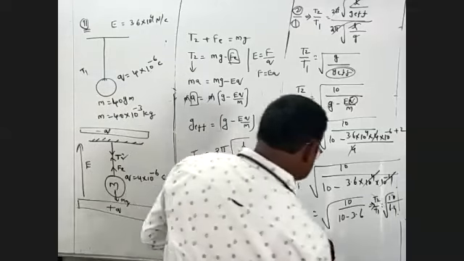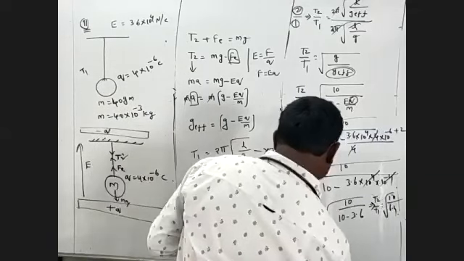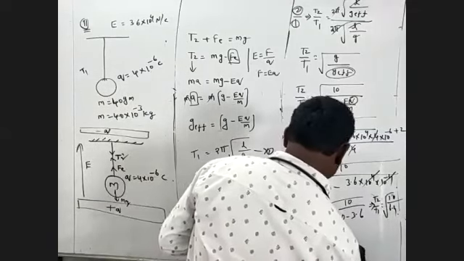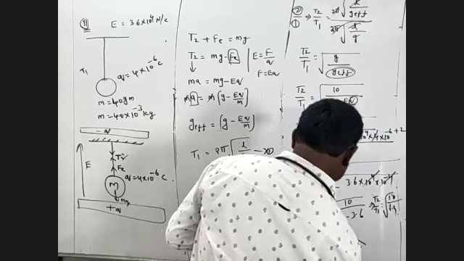This value, T2 by T1, is equal to 1.25. This is the value.